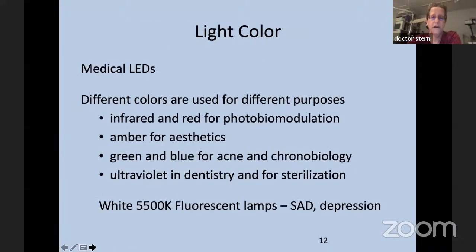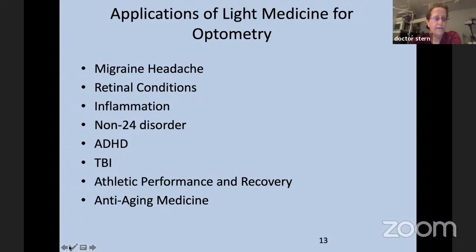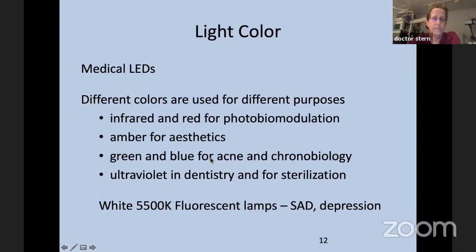So different colors are used for different purposes. We talked about the red and near infrared for photobiomodulation. What you will see, though, is that there is amber used more in aesthetics, and green and blue can be used for acne and chronobiology, so looking at helping with timing. And I have also seen for acne that they have masks that go on the face that are different colors. So it may be that they can tune it to what's best for you.